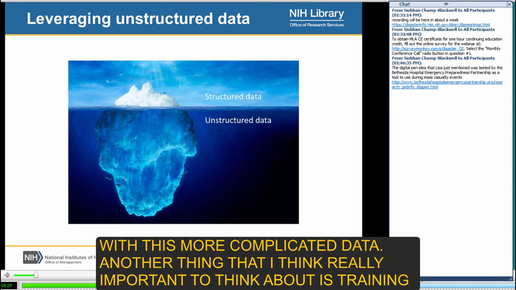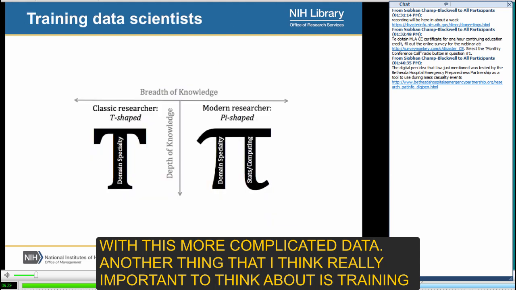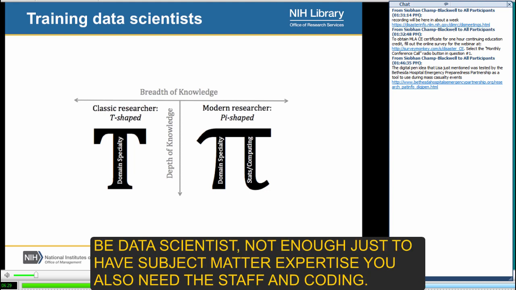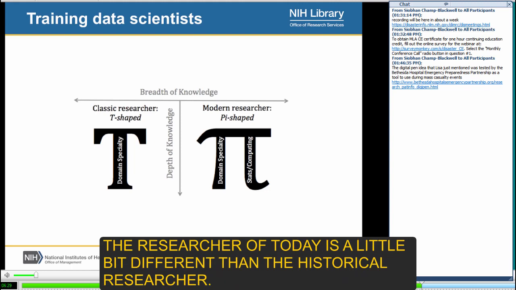complicated data. Another thing that's, I think, really important to think about is training the workforce. We talked about how there are these different sets of skills that you need to be a data scientist. It's not enough just to have the subject matter expertise. You also need the stats and the coding.